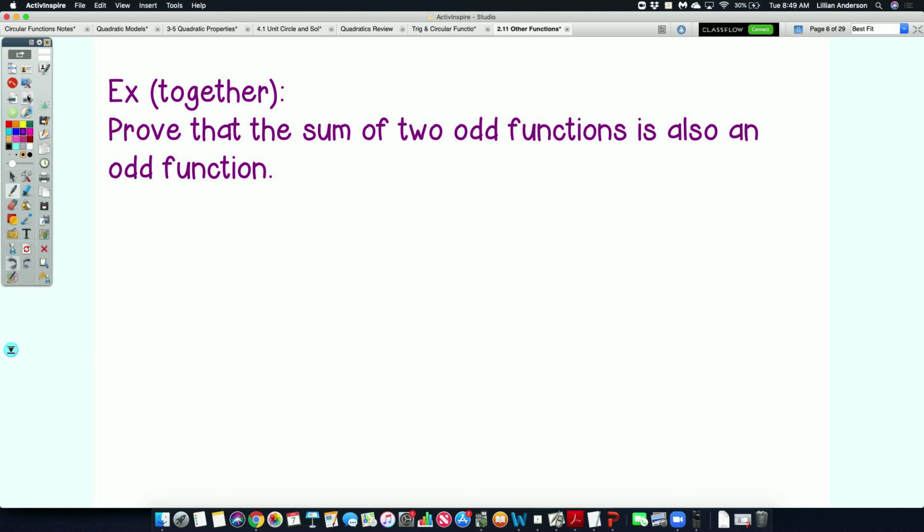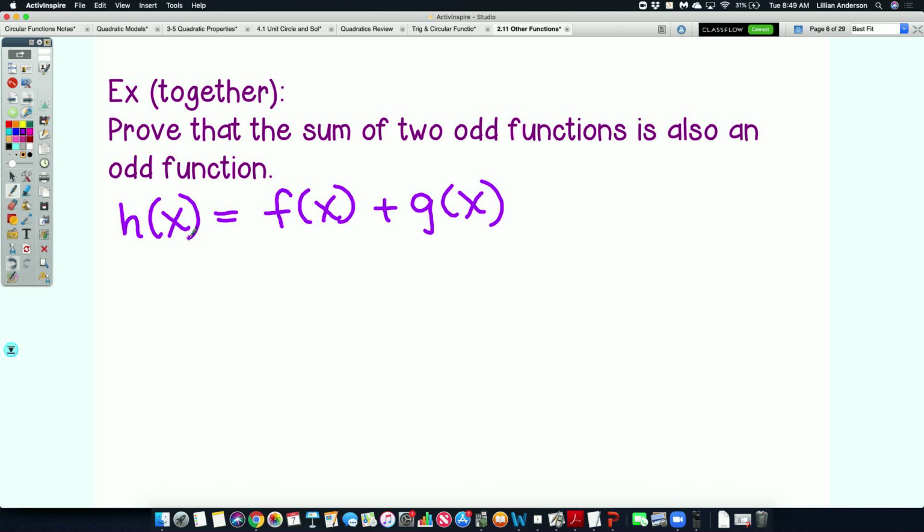It says to prove that the sum of two odd functions is also an odd function. Okay? So it says prove that the sum of two odd functions is also an odd function. Well, in order to do this, that means we need two functions, right? f of x and g of x. We're trying to see if the sum of these two functions, which will give us one function, is the sum of two odd functions is actually going to give us an odd function.